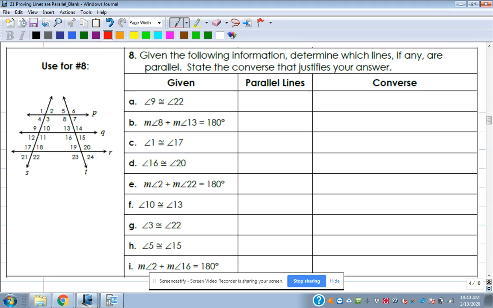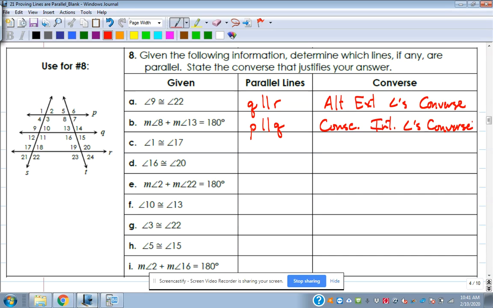So 9 and 22. Alternate exterior. So what line pair do we have? Q is parallel to R, and S is the transversal. So 9 and 22 are alternate exteriors. Good job. 8: consecutive interiors. So what two lines are parallel? P and Q. P parallel to Q, or Q parallel to P, whichever way you want. Consecutive interior angles converse. Good job.